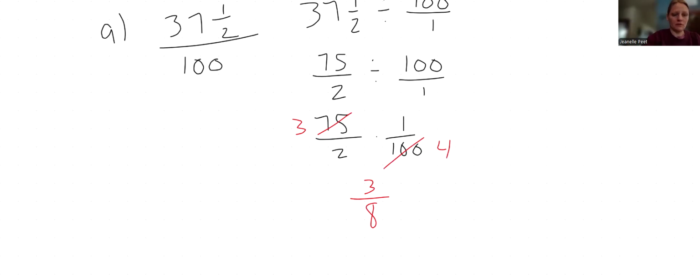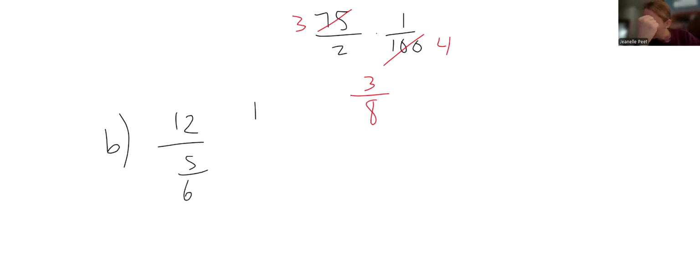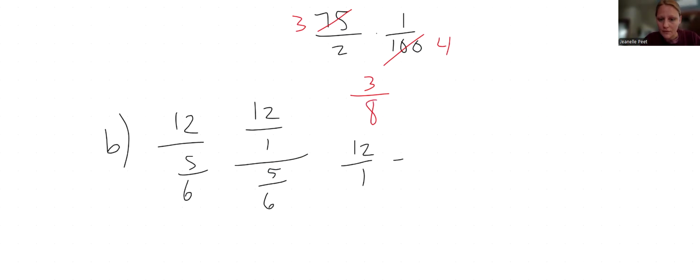Back to black. Scroll down. Letter B. It says 12 divided by 5/6. Let me show you what it looks like when I write it as a fraction being divided by a fraction. What I really have is 12 over 1 divided by 5 over 6. We don't divide fractions, we multiply by the reciprocal. So 12 over 1 times 6 over 5.